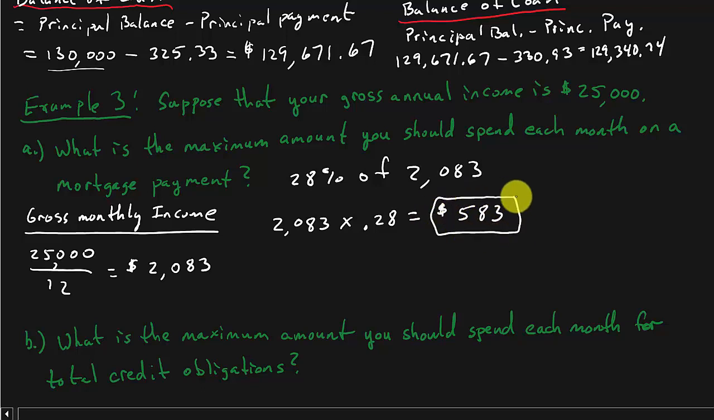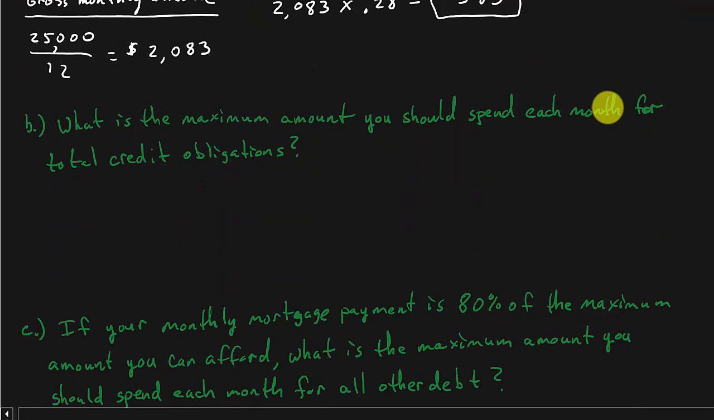Okay, so that's the maximum amount you should spend each month on your mortgage payment. Now, that 583, of course it's a decimal, but I'm just rounding everything to the nearest dollar. Okay. All right, so now let's look at part B. What is the maximum amount you should spend each month for total credit obligations? For total credit obligations, you should spend no more than 36% of your gross monthly income. Okay? No more than 36% of your gross monthly income.